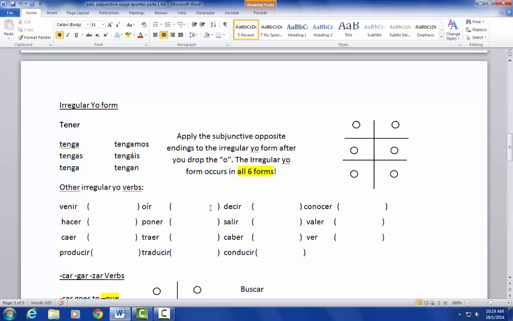So let's recap a little bit and fill in on the parentheses the irregular yo form of these verbs. Now I'm going to do them right in the subjunctive so we get really used to seeing them. So come on and do these with me. Venga. Haga. Caiga.